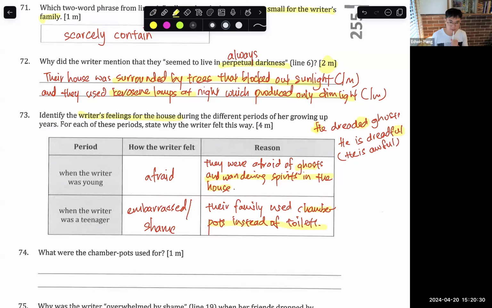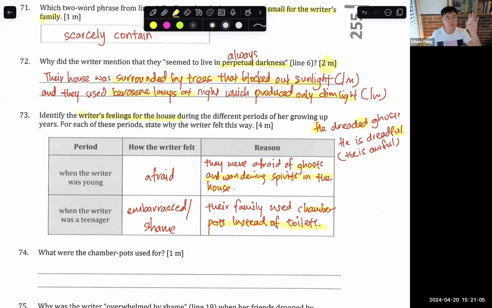Okay, so if you put something like his friends had nicer homes with proper plumbing, you copy from the text, huh? Not correct. You must compare the chamber pot to the nice plumbing. There must be a comparison. So you will say his friends had nicer homes with proper plumbing while they had to use chamber pots. Okay, but if you don't do a comparison between the chamber pot and the toilet, then your answer is wrong. There must be some comparison between the two so that he will feel shame, right? So it's not just that he's jealous of his friends, he's shameful because of his own toilet.